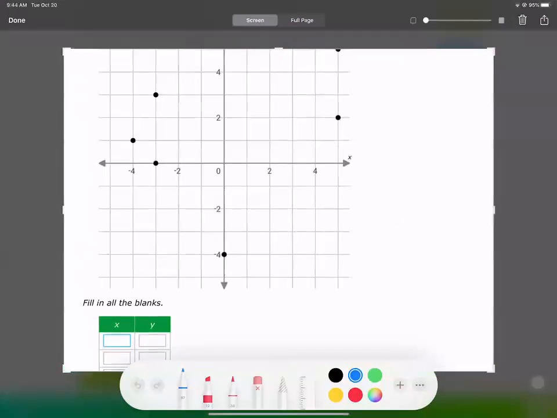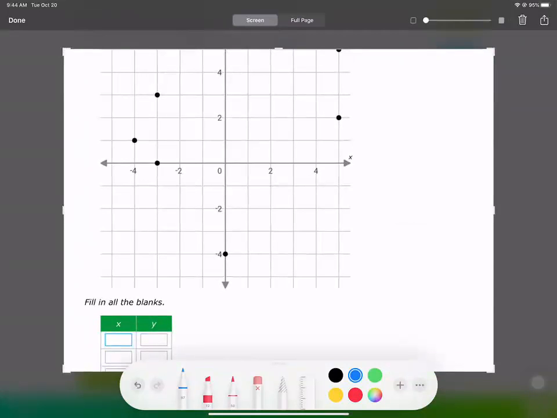So I'm doing one at a time. We're going to look at, let's do this one first. This is -4, comma, that looks like 1, positive 1.